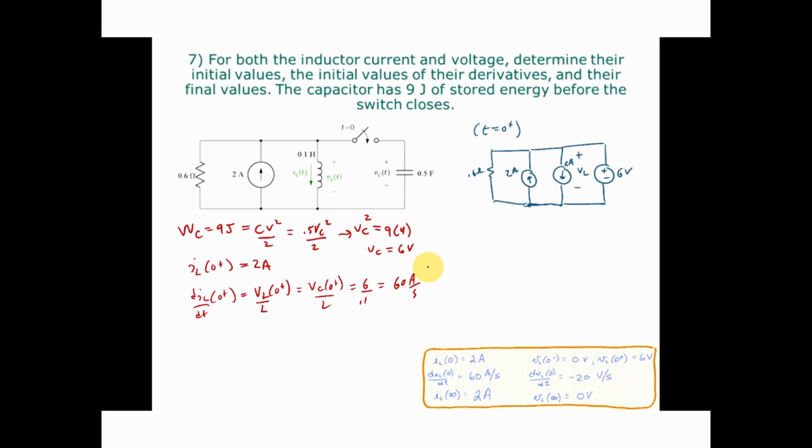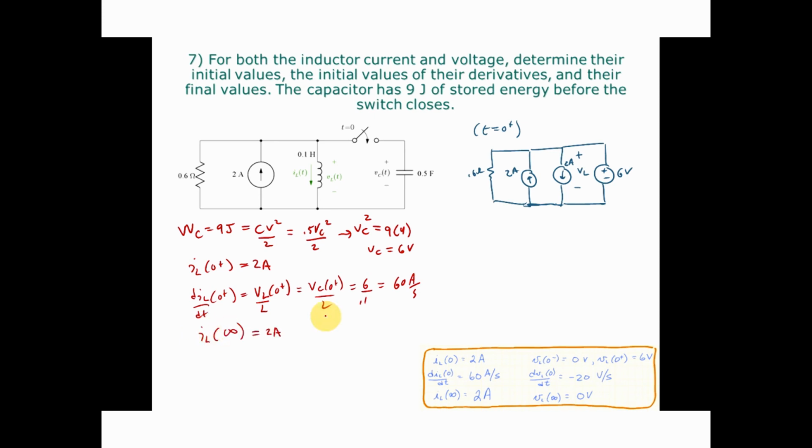And what is the final value of the current? After everything settles down again in that parallel configuration, what do you think is going to happen to the inductor current? The inductor has become a short once more and the capacitor has become an open circuit once more, so all the current flows through the inductor again. So IL of infinity is 2 amps.